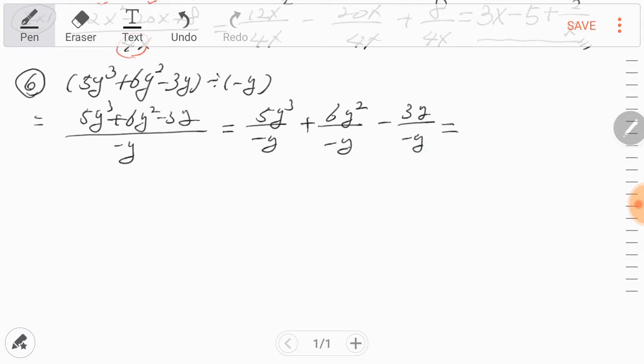Then this is equal to, so the negative sign goes to the front, 5. So one y cancels out, so y squared left. And then this negative sign moves to the front, so minus 6, one y cancels out, so y. And negative times negative is positive, so plus 35 over y.